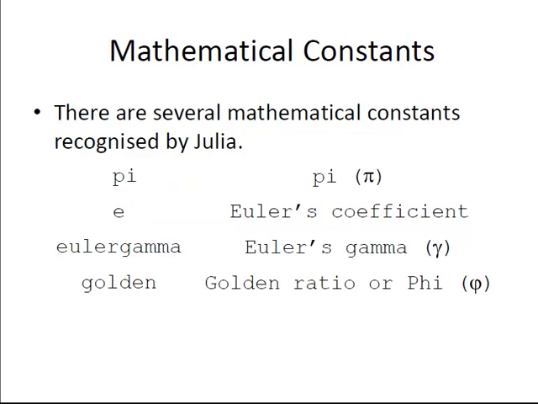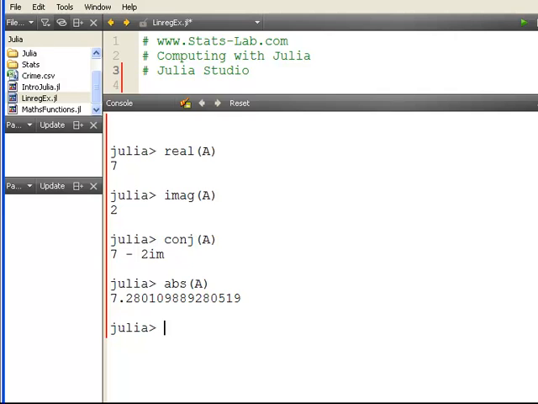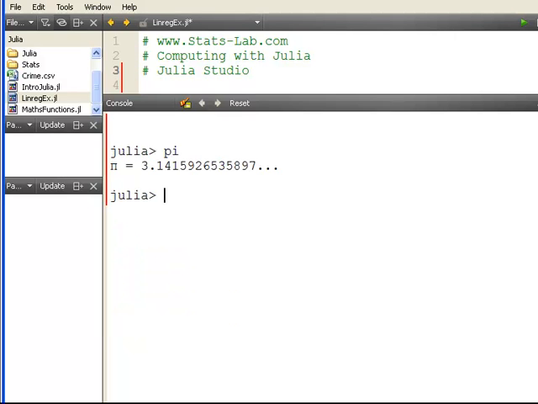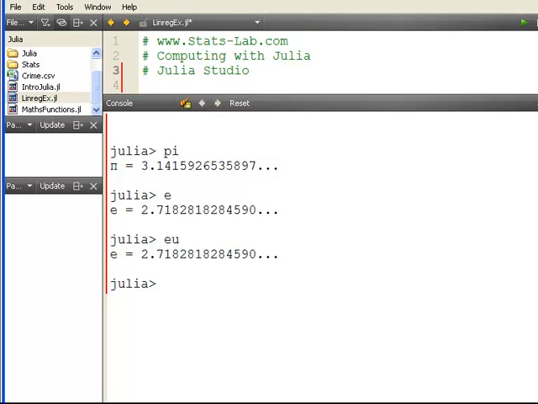And finally, mathematical constants. There's a couple of mathematical constants recognized by Julia: pi, Euler's number, Euler's gamma, and the golden ratio. So let's have a look at those. So pi, there we go, 3.1415. You might notice that it's given with a Greek letter there, pi. Euler's number, or also e, and Euler's gamma.